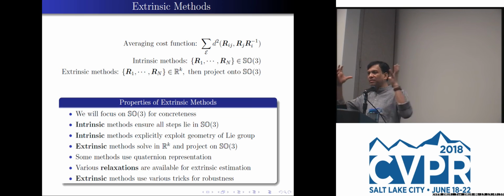Somebody was asking me what happens if we just ignore the underlying group structure, take averages, and solve the problem. So here are some techniques which do various versions of that.